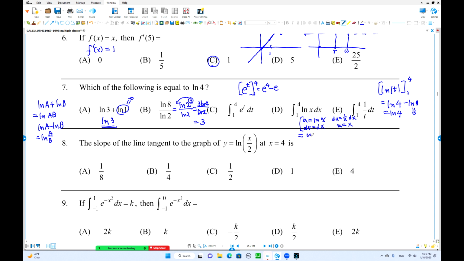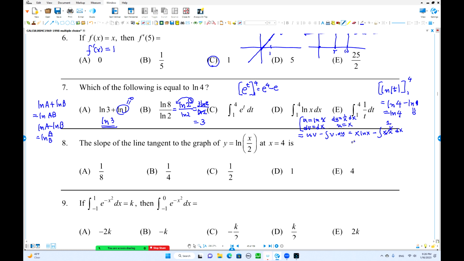So this one equals u times b minus integral b du, right? That's the integral by parts. So u times b is x times ln x. Minus b is x, and du is 1 over x dx. Replace with x, okay? This is a 1.